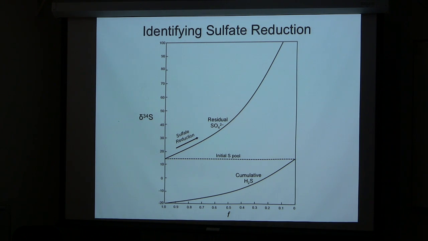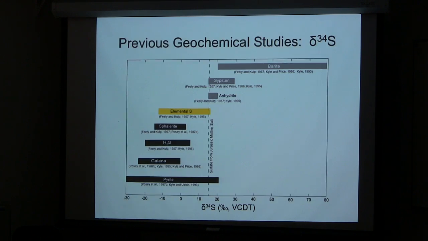So in summary, sulfate reduction is going to show up in the isotopic record as an enrichment in this sulfate and a depletion in this hydrogen sulfide. And this Rayleigh fractionation shows up very nicely within our previously measured sulfur isotopes of the Gulf of Mexico cap rocks, which are pictured here.